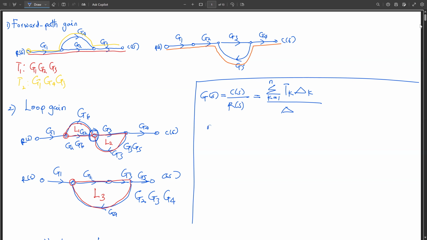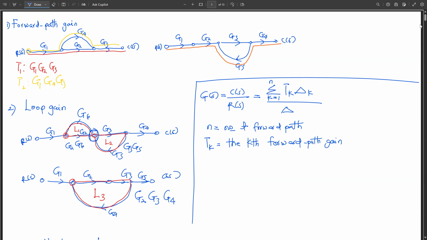N is the number of forward paths, and T sub k is the kth forward path gain, just like what we have here. You see, T sub 1 is the first forward path gain, T sub 2 is the second forward path gain. So that's the same thing that we have here.